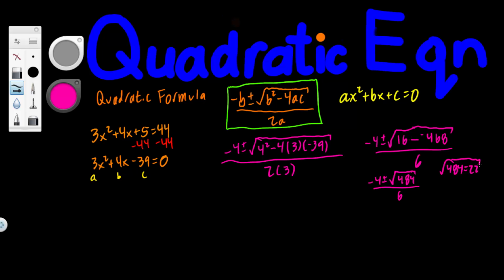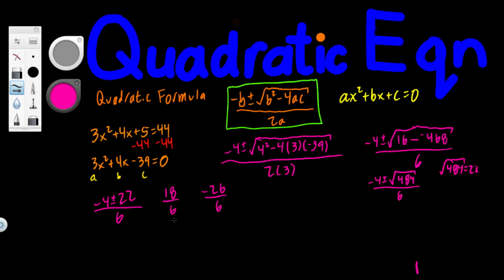Okay. Now we have, I wrote this poorly. The square root of 484 equals 22. Now what we have is negative 4 plus or minus 22 divided by 6. So let's get both of these options. Negative 4 plus 22. What's that going to be? Negative 4 plus 22 and that is 18 divided by 6 is one of the answers. And then the other answer is negative 4 minus 22. That is negative 26 divided by 6.